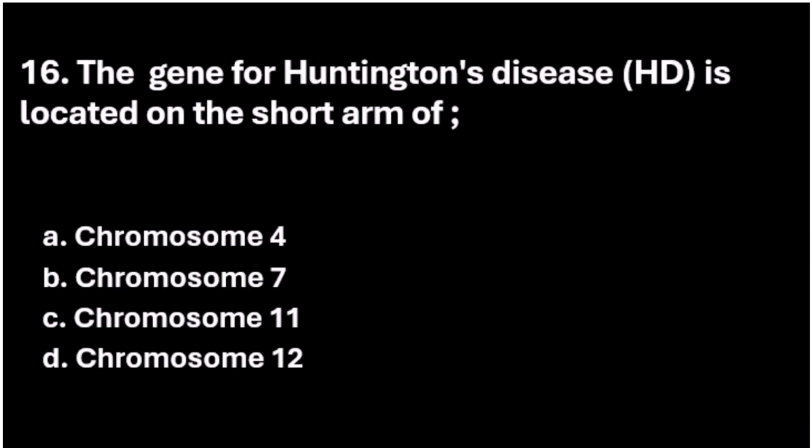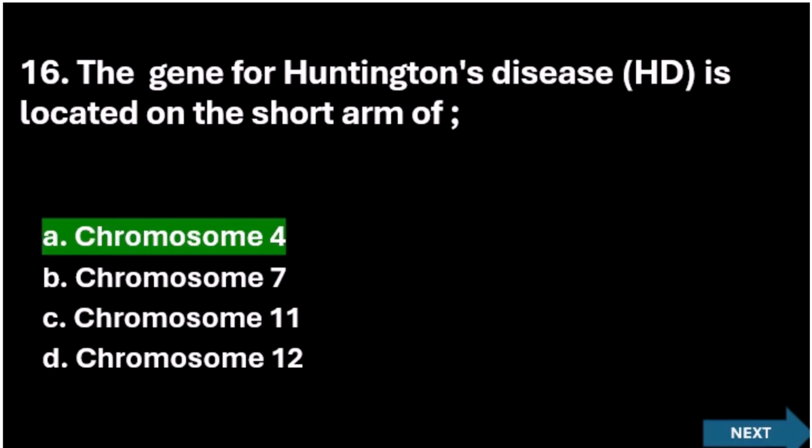Next question. The gene for Huntington's disease, HD, is located on the short arm of option A, chromosome 4, option B, chromosome 7, option C, chromosome 11, and option D, chromosome 12. The right answer here is option A, chromosome 4 is the gene responsible for Huntington's disease.